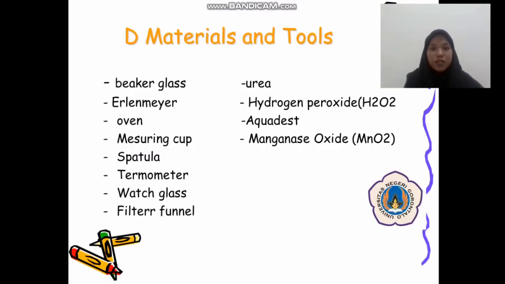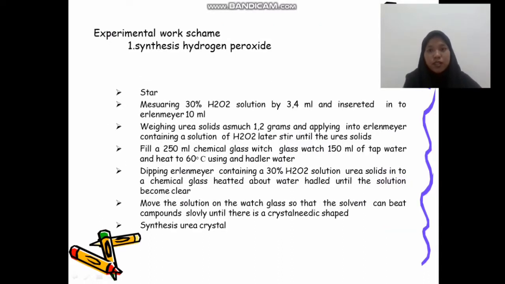The next is materials and tools. Beaker glass, Erlenmeyer flask, measuring cup, spatula, thermometer, watch glass, filter, and funnel. And the materials are urea, hydrogen peroxide, and manganese dioxide. The next is the experimental work scheme.